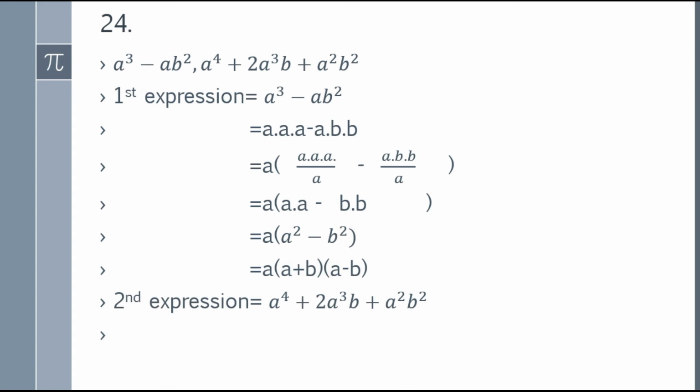Okay, second expression. Our second expression is a⁴ + 2a³b + a²b². You can see that there is something common in all the terms. a is common. No, b is not common here. So we can write a into a into a into a, plus 2a into a into a into b, plus a into a into b into b. I have written a⁴ as a·a·a·a, 2a³b as 2·a·a·a·b, plus a²b² as a·a·b·b.